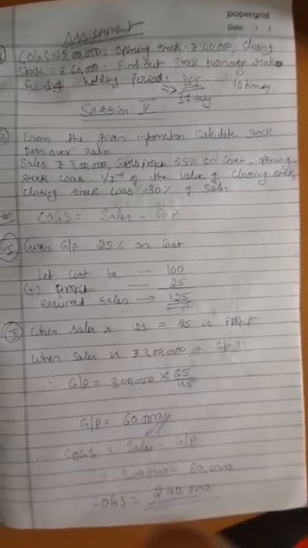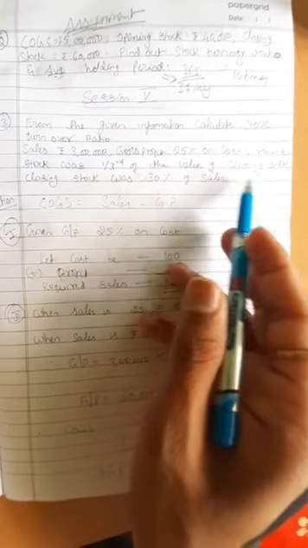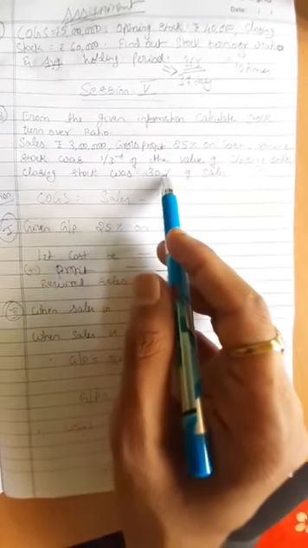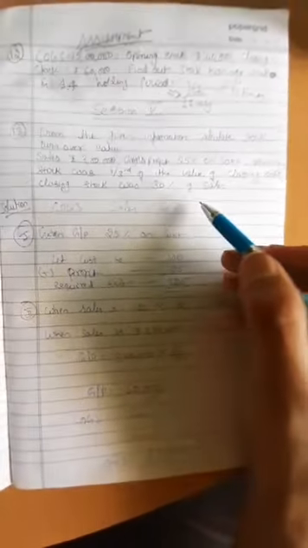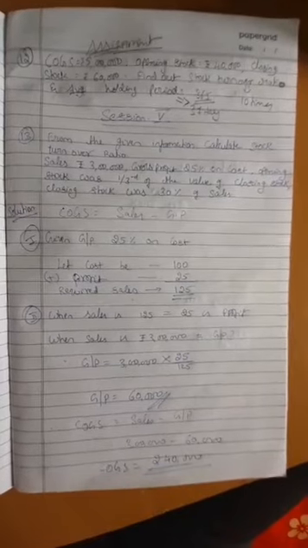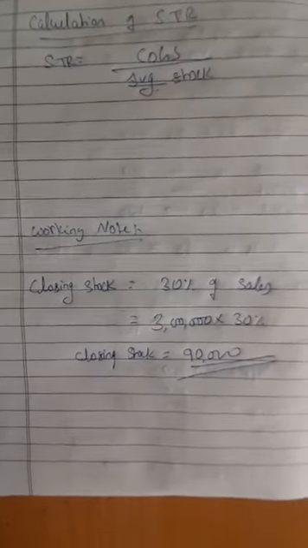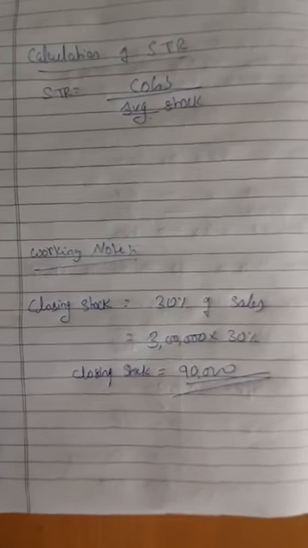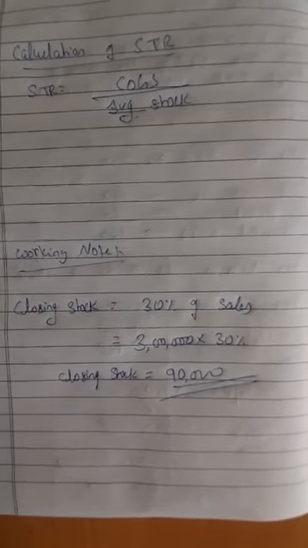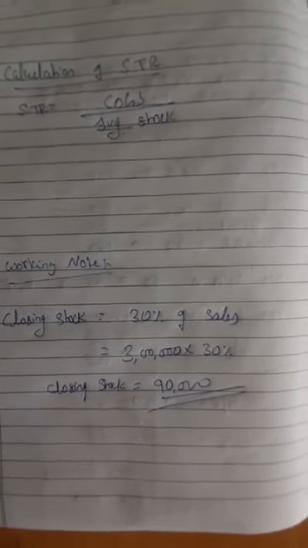As the question states, the opening stock was 1/3 of the value of closing stock, and the closing stock was 30% of sales. So first we need to calculate the closing stock; only later can we identify the opening stock. The closing stock was 30% of sales. As we know, the sales is 3 lakh. So 3 lakh into 30%, the closing stock we can identify easily, that is 90,000.